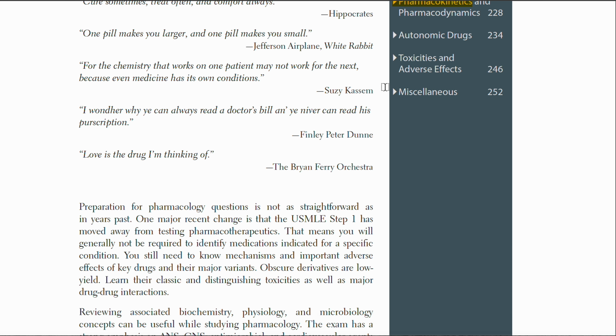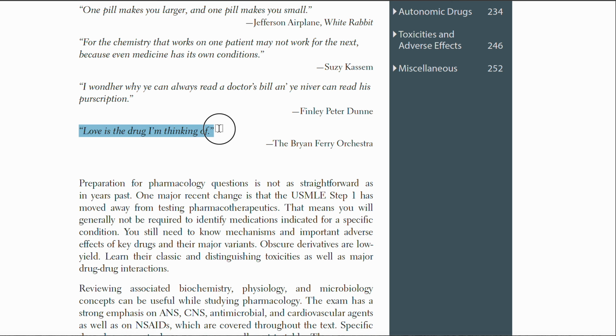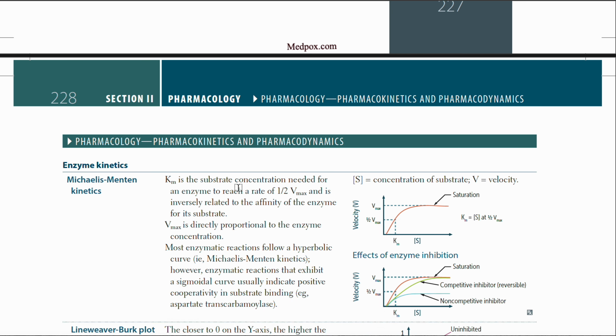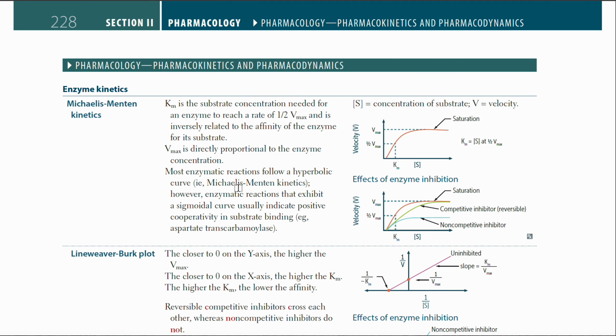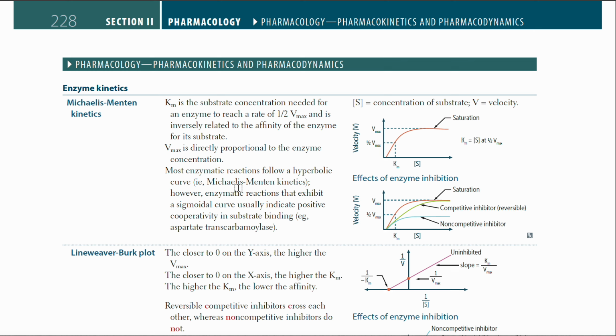Love is the drug I'm thinking of. It is such a good quote, right? I love this. And then we all know pharmacokinetics is what the body does to the drugs, right?